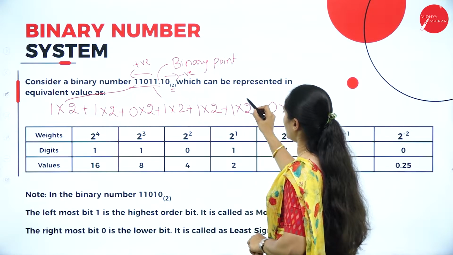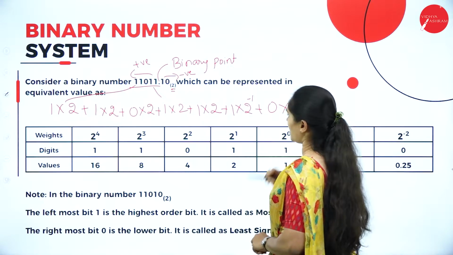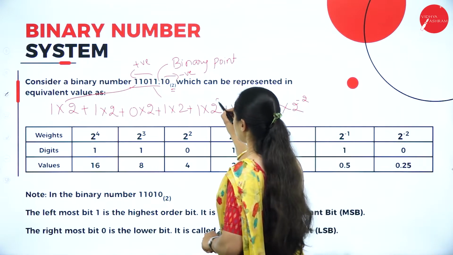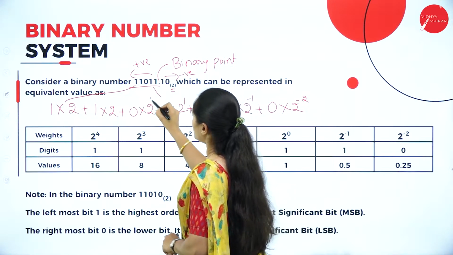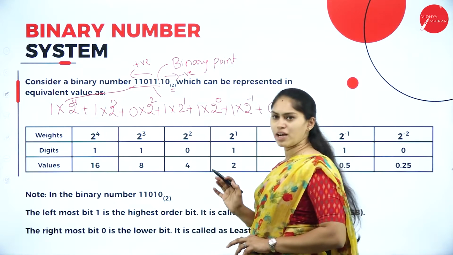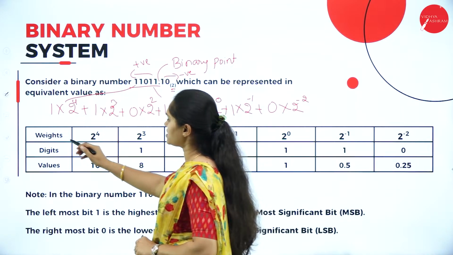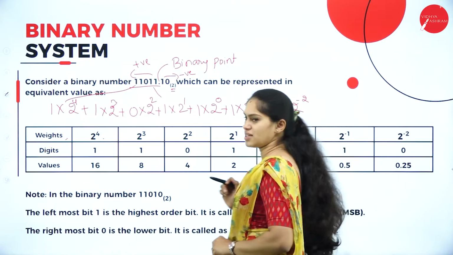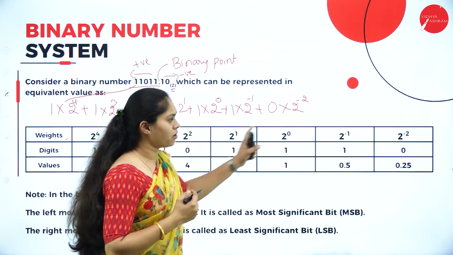So for these two digits, the weights will be minus 1 and minus 2. And for this number, it starts with a 0. Weightage is 2 power 0, 2 power 1, 2 power 2, 2 power 3 and 2 power 4. Okay, this is how we are going to represent it. So here you can see the weights: 2 power 4, 2 power 3, 2 power 2, 2 power 1, 2 power 0, 2 power minus 1 and 2 power minus 2.